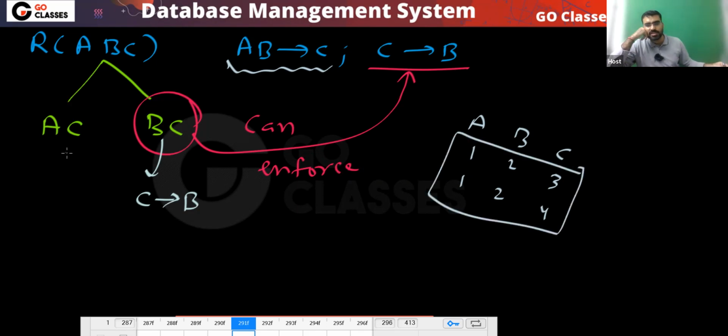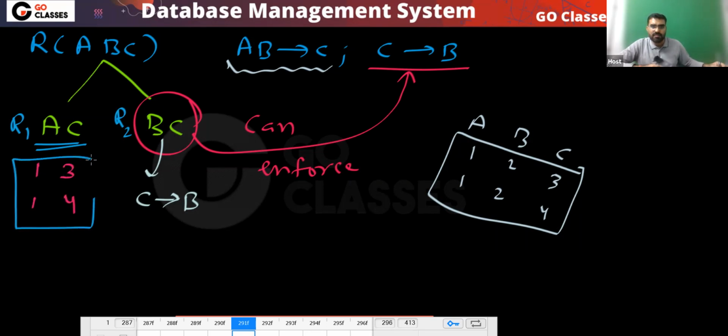But can we stop this data without joining the tables? Only by these relations, R1 and R2 individually, without joining them, can they stop this data? You can notice there is nothing that can stop this data. Here 1 3 and 1 4 can come. Of course, this data is legal. This is valid data here.